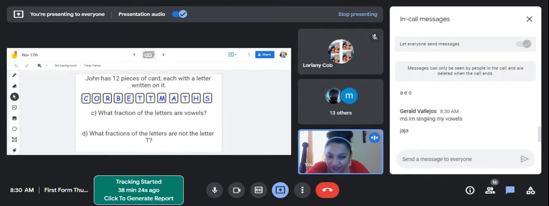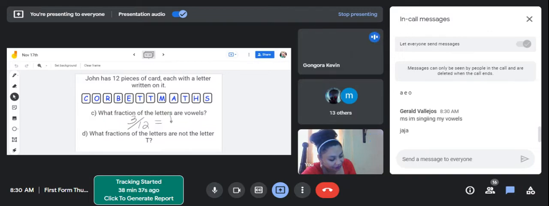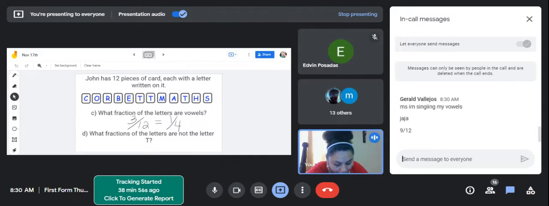Okay. So, what fraction of the letters are vowels? So, I am going to put 3 over what? 12. What does that give you? 1/4. Very good. Now, the last one. What fraction of the letters are not the letter T? So, I want all the letters except the T's. How many are there? 9. Very good. And I'm going to put 9 over 12. And what does that give you when you reduce it? 3/4. Very good. Is it clear?